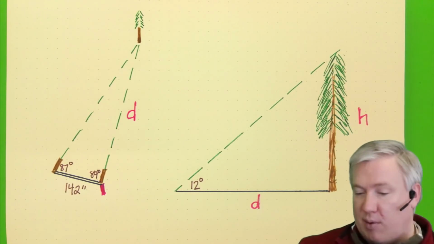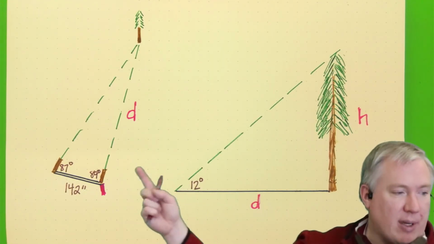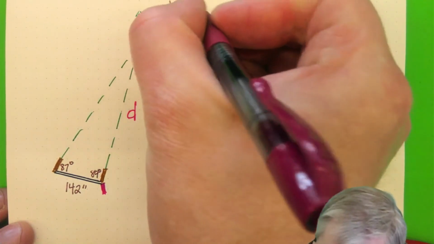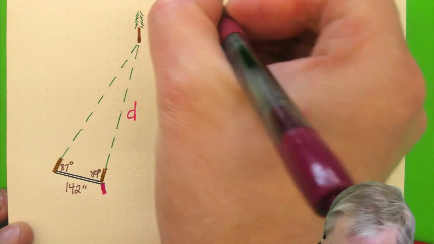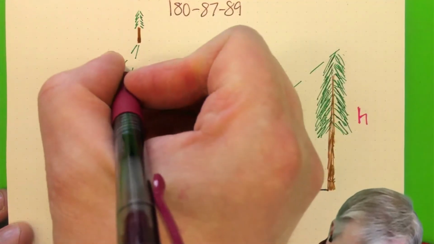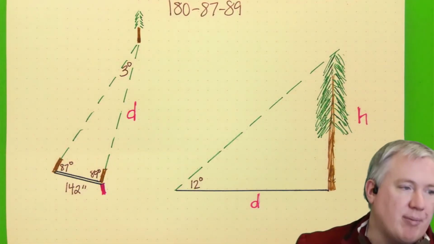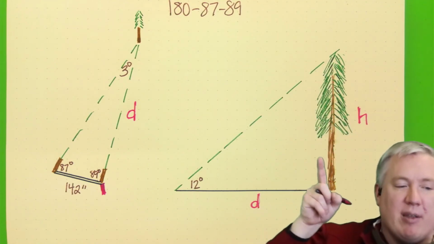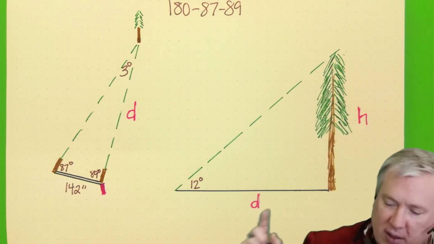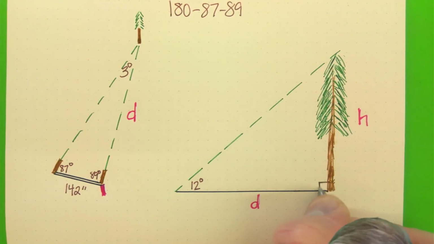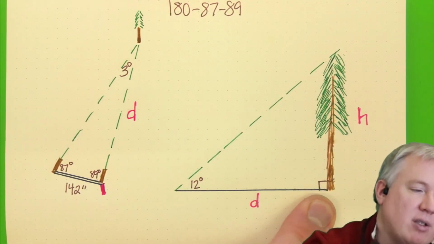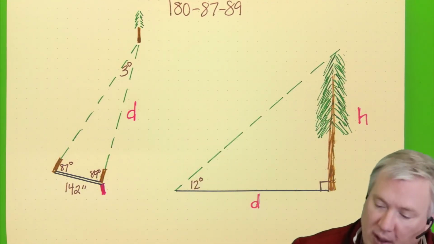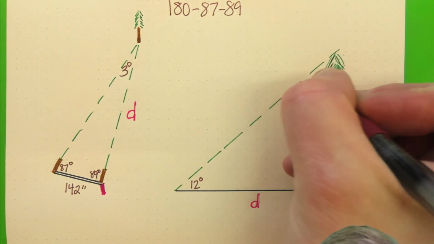What I need to remember is that all my angles add up to 180, so I'm going to take 180 and subtract my other two angles. So 180 minus 87, minus 89, and that gives me a 3-degree angle up top. Down here, I need to do the same thing. But since we're talking about height, we're talking about something that is straight up. If our ground is level here, this is a right angle, so that's 90 degrees. So 180 minus 90 is 90, and then minus 12 gives me 78 degrees. That would be this here.